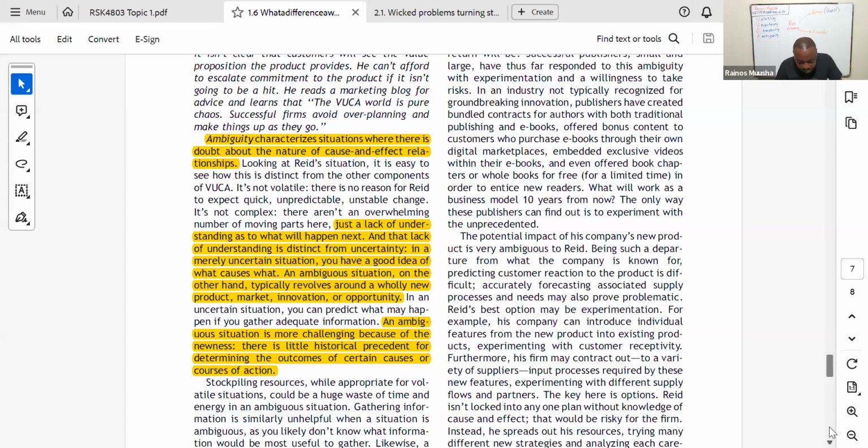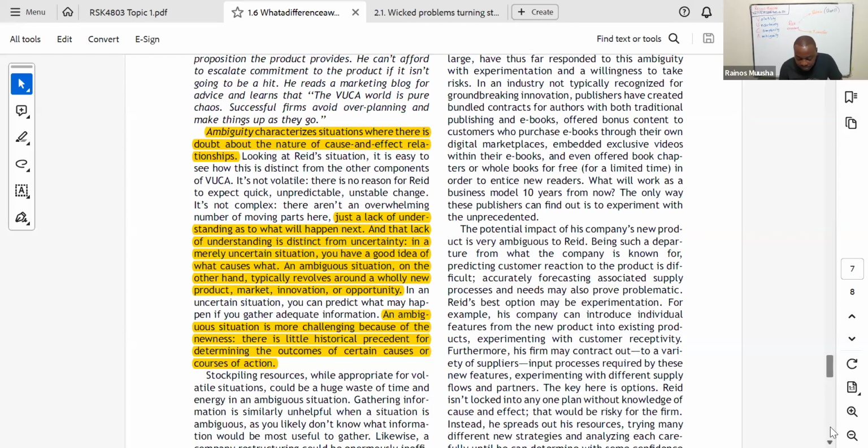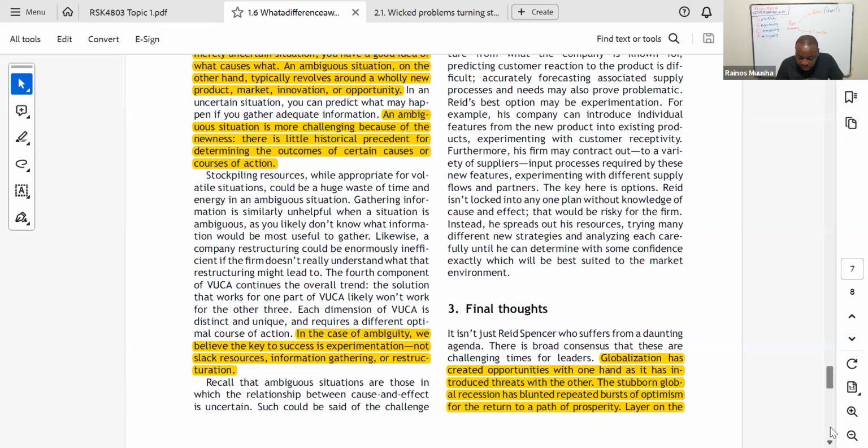Now they say, an ambiguous situation, on the other hand, typically revolves around a wholly new product, market, innovation, or opportunity. So an ambiguous situation is more challenging because of the newness. There is little historical precedent for determining the outcomes of certain causes or courses of action. So in the case of ambiguity, we believe the key to success is experimentation, not slack resources, information gathering, and restructuring.